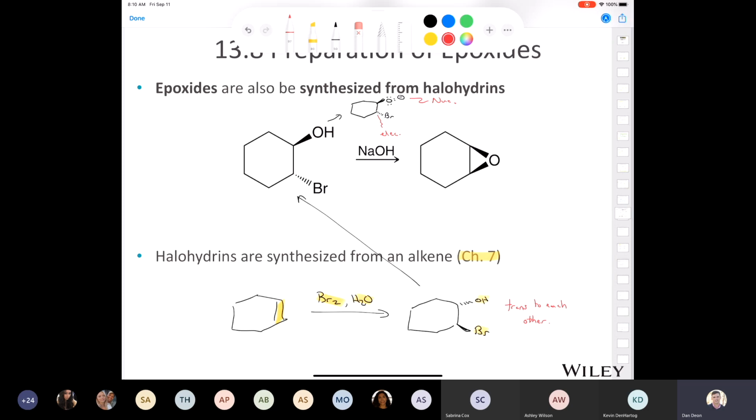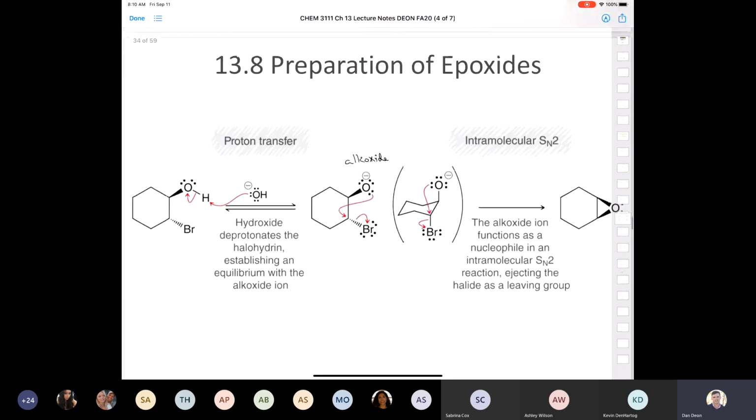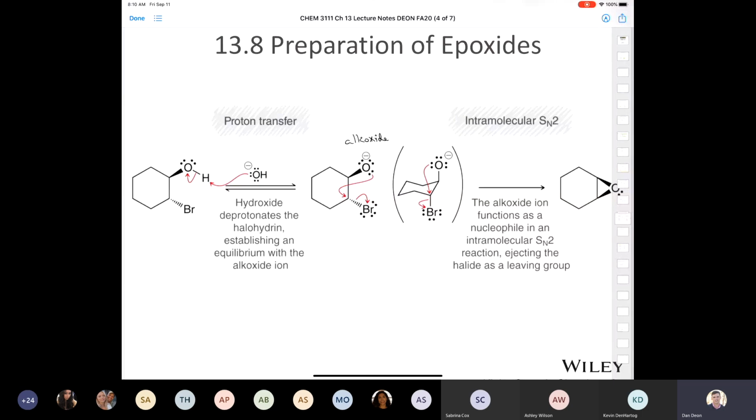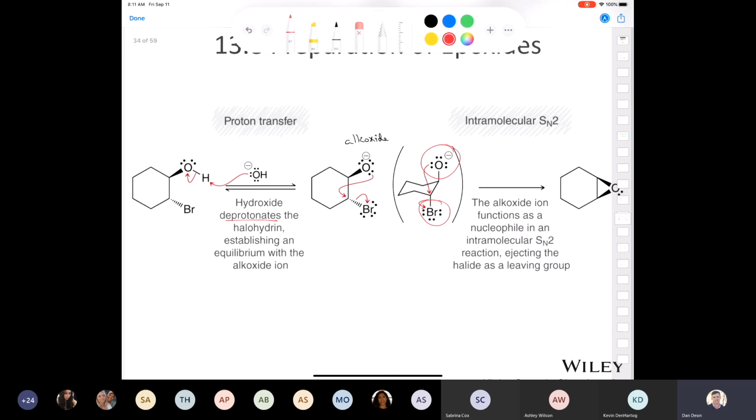So you can do what's called an intramolecular SN2. The SN2 happens all in the same molecule. Let me show you. I have it on this slide here. The first step is the proton transfer. We just deprotonate that, and we make the alkoxide. Now, again, the oxygen from the oxide and the bromine have to be trans to each other, and that is very important. They must be trans in order to do this SN2 reaction.